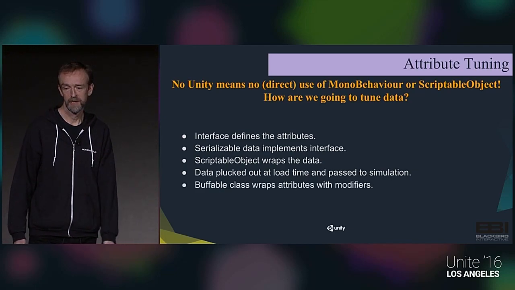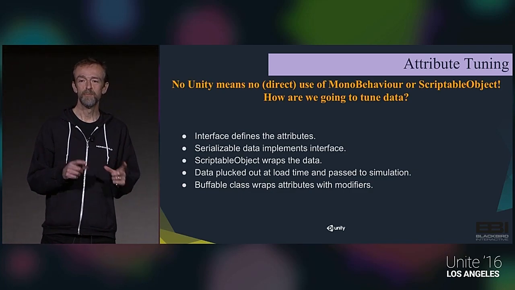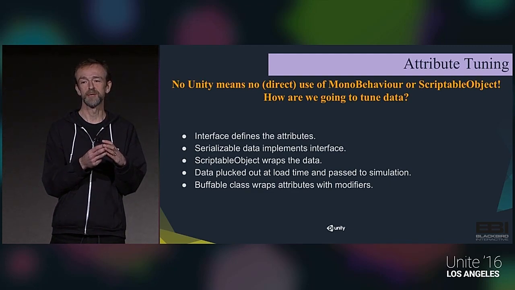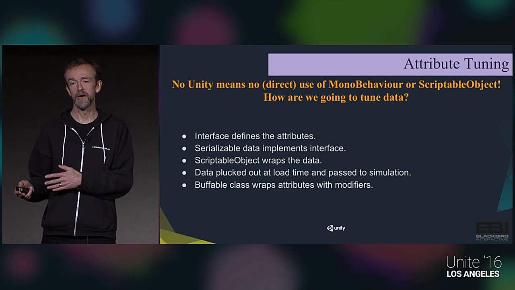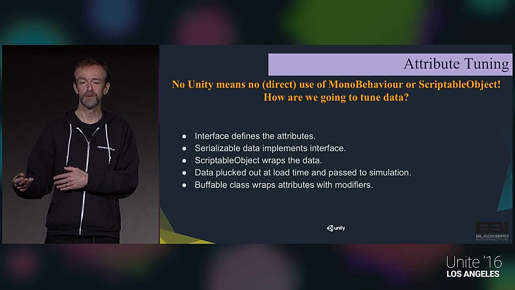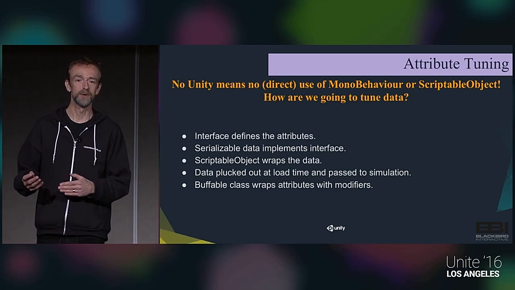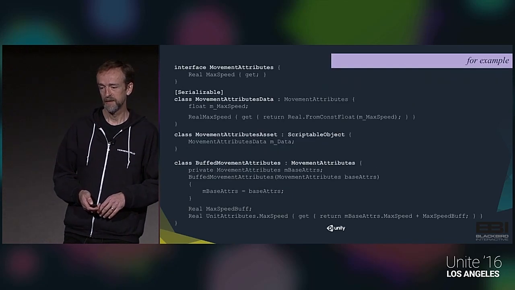that into the simulation. We also implemented buffs by having a buffable version of each attribute type that took the base attributes as a member and then the various buff overrides. Because the sim was using that data through an interface, as long as the buffable class implemented the interface, it didn't care that the values might be changing on the fly based on the buffs being applied.